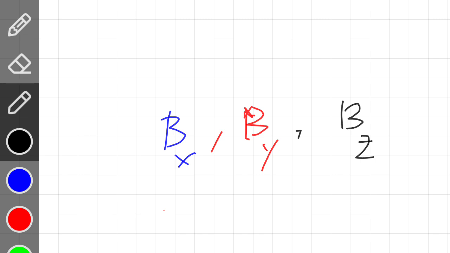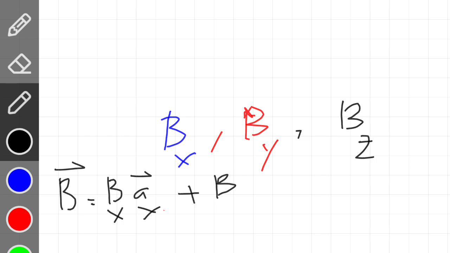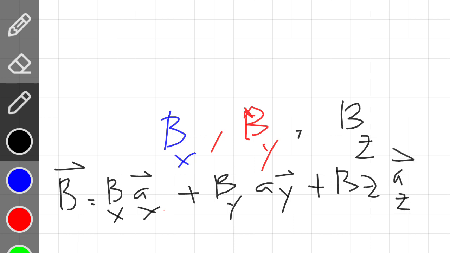We can represent this vector in the rectangular coordinate system. This vector in the rectangular coordinate system will be equal to Bx ax plus By ay plus Bz az. So we can represent this vector in the rectangular coordinate system. Why? Because the three components are known.